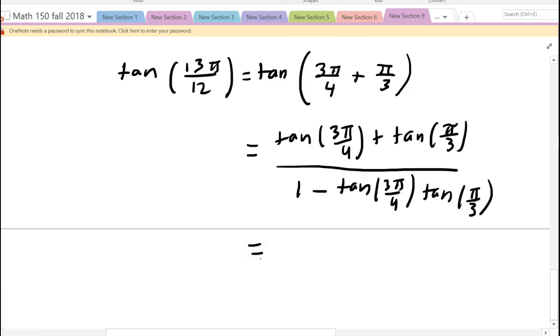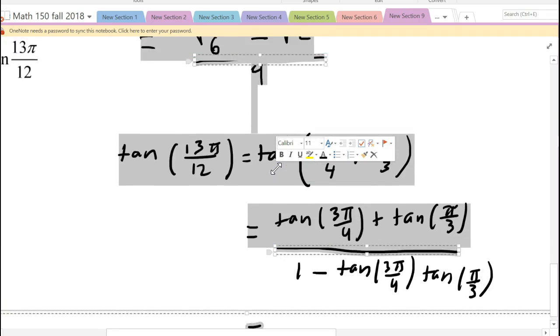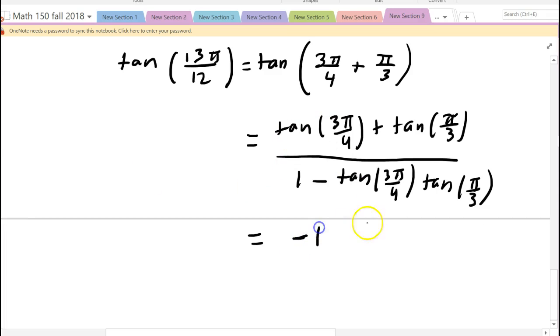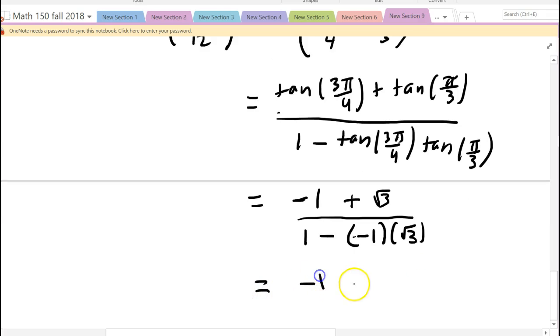What's the tangent of 3 pi over 4? Well, we are in quadrant 2, and the tangent of any pi over 4 is always going to be 1. So if we're in quadrant 2, it should be negative 1. So the tangent of 3 pi over 4 will be negative 1. The tangent of pi over 3, so that's 60 degrees, is going to be root 3. So plus root 3. And I've already found these numbers from the top. So for the bottom, it's going to be 1 minus a negative 1 times root 3. So just cleaning it up one last time, it'll be 1 plus root 3 over 1 plus root 3.